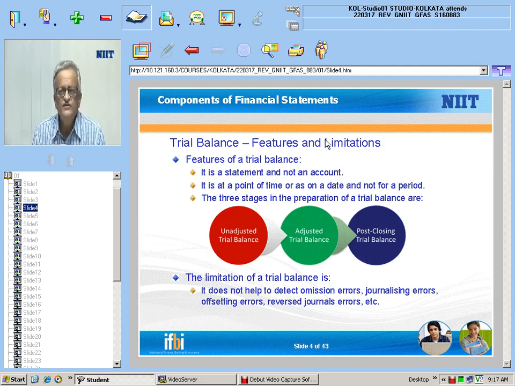The three stages in the preparation of the trial balance are unadjusted trial balance, adjusted trial balance, post-closing trial balance. So these are the three stages in the preparation of the trial balance. In the next slide, we shall see what are these three stages.